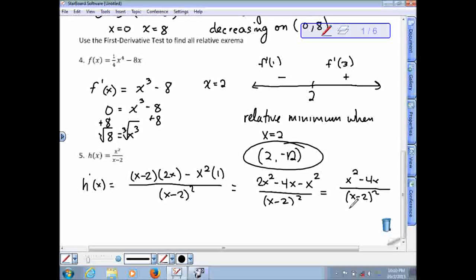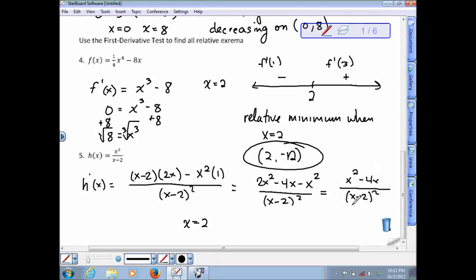Now, critical values, normally we've been finding them by setting the first derivative equal to 0, and that's still going to work here, but the other part of it is we can also have a critical value when the first derivative is undefined. Because we have a rational equation here, it's going to be undefined when the denominator becomes 0, and to do that we have to have an x value of 2. So there are more critical values than you might think. X equals 2 is a critical value because it makes the first derivative undefined.